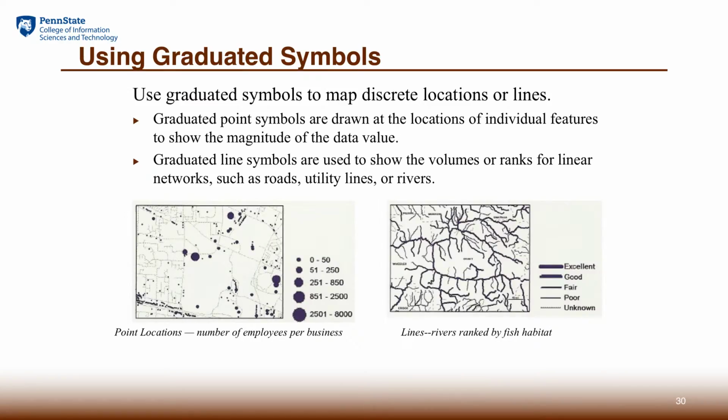Most of the time, graduated symbols are used to map discrete locations or features. For example, you could map the capacity of schools, the bus stops, etc. And graduated symbols show not only the location but also the magnitude of the data value in that location. We can also use graduated line symbols to show the volumes or ranks of linear features such as road networks, rivers, or utility lines. And these are common practice.